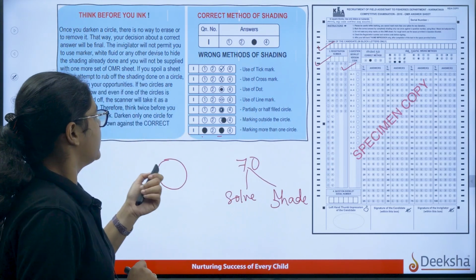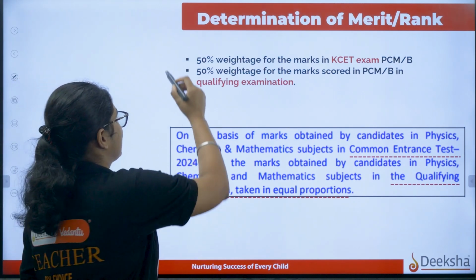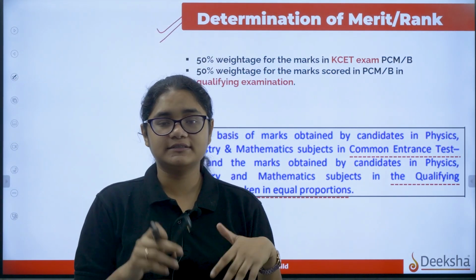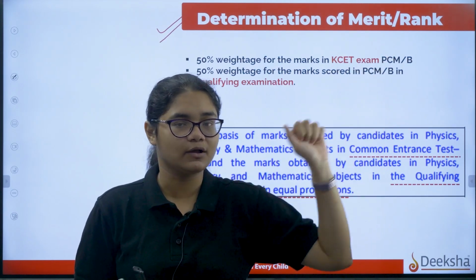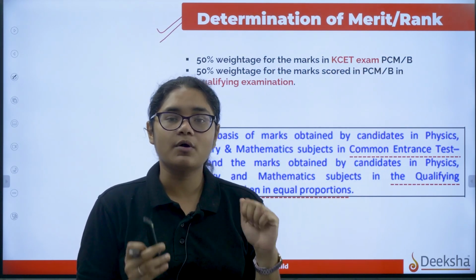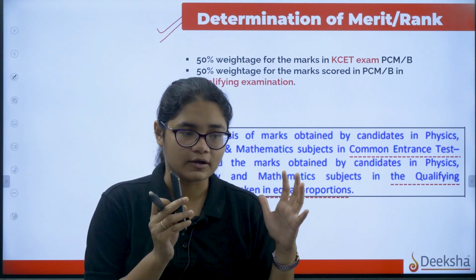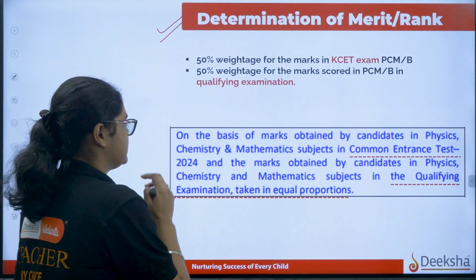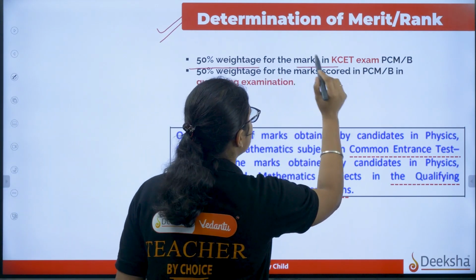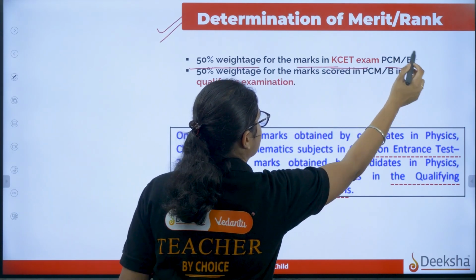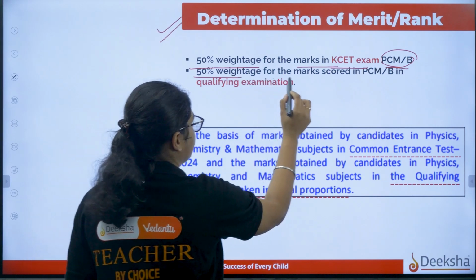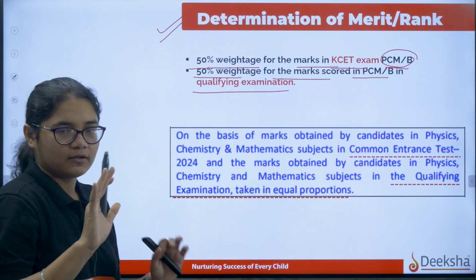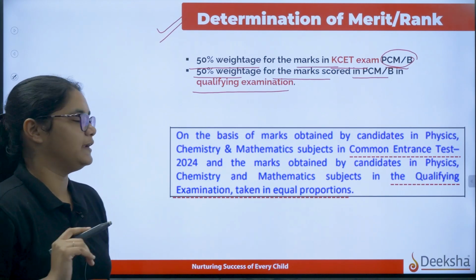Now coming to the next thing, how the rank is determined. This is very important. Once the rank is determined, only then will you be getting the colleges, right? So it is very important to know how the KEA or KCET exam is calculating your rank. There are two things here. 50% weightage for the marks in the KCET exam, PCM or PCB, and 50% weightage for the marks scored in PCM or PCB in the qualifying examination. Very confusing, let us understand it in detail.